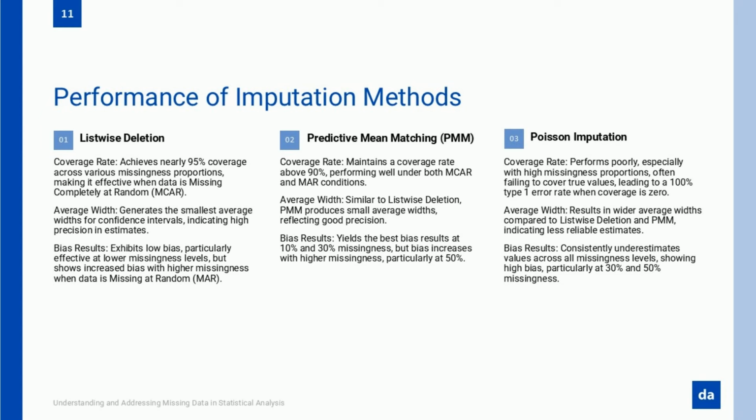The final verdict: sports car or lame duck. Listwise deletion is dependable but limited, perfect for small datasets with MCAR, but don't expect it to handle complex scenarios. It's a sedan, functional, but not exciting. Predictive mean matching, PMM, is the undisputed champion. With low bias, high coverage, and precise intervals, it's the sports car you want in your garage or your dataset.